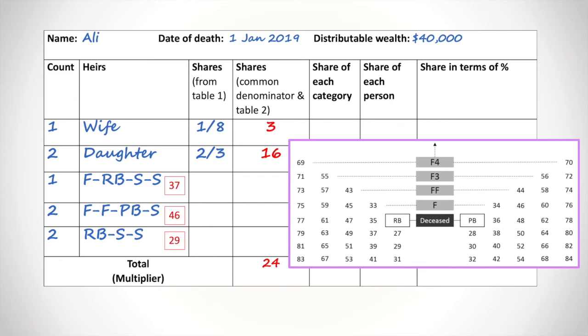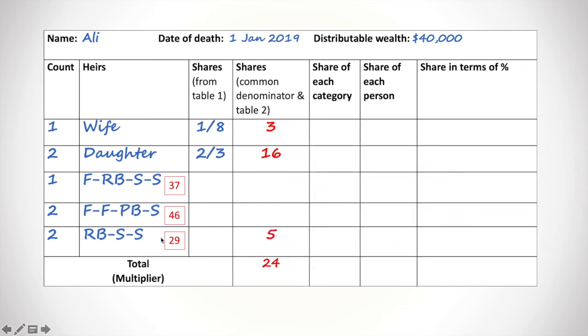So in this way, by looking at this table, we have identified who among these potential extended asaba male relatives was the closest one to the dying person. And the closest one will get all the remaining shares, which is 5, and the rest do not get anything.